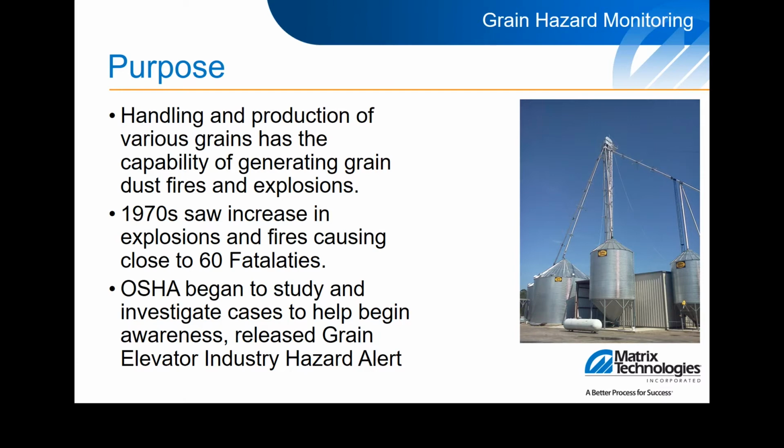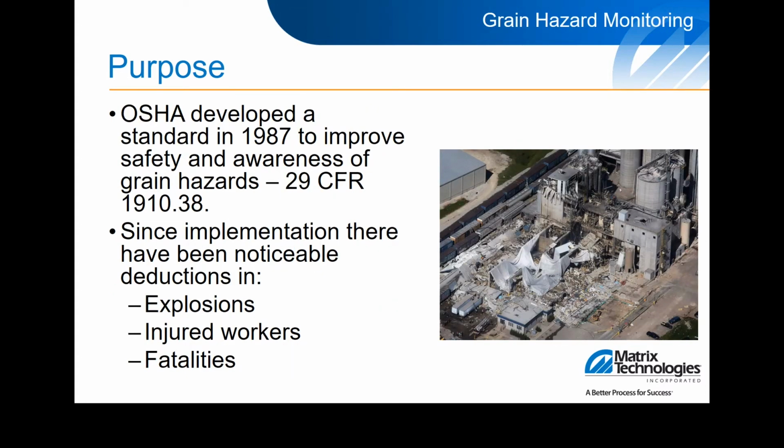Due to these increased events, OSHA began to investigate and issued a grain elevator hazard alert to bring more awareness to these growing situations, as the storage and handling of various grain products has the capability of generating grain dust fires, which in turn can cause explosions. The grain elevator industry hazard alert was more formally developed into the OSHA standard, which became known as 29 Code of Federal Regulations 1910.272 and was distributed in 1987.